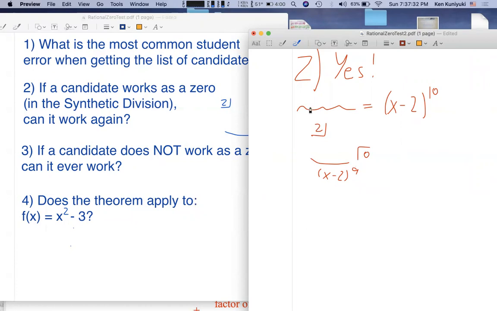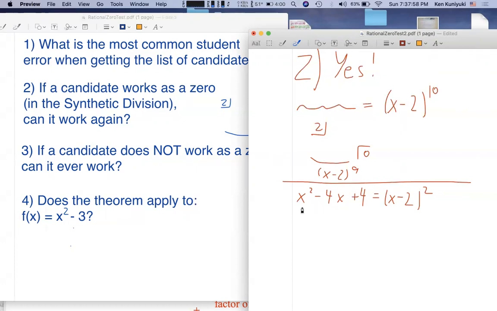If you don't believe me, take something like x squared minus 4x plus 4. That's a PST. I hope you recognize that as the square of x minus 2. Apply synthetic division with k equals 2. Do it twice, see what happens. This is just the extension of that.